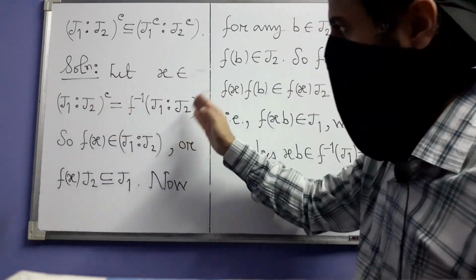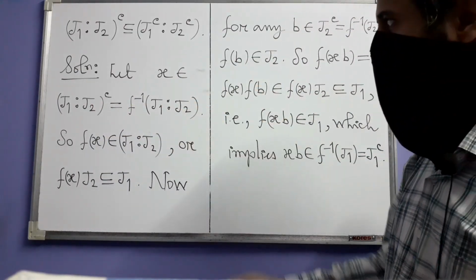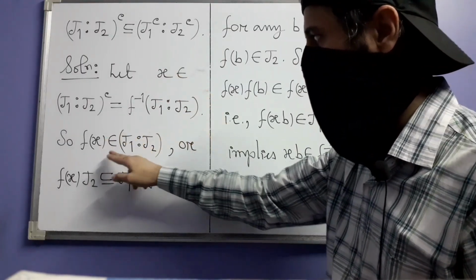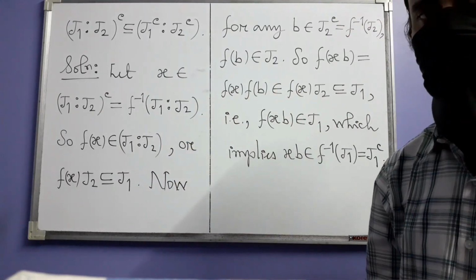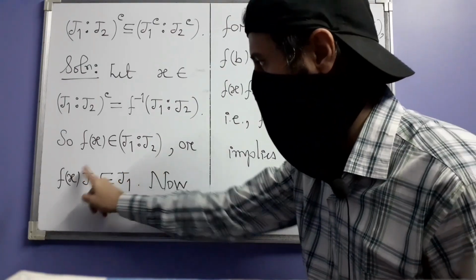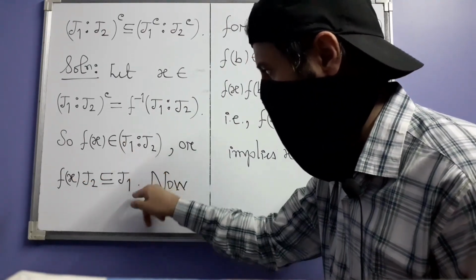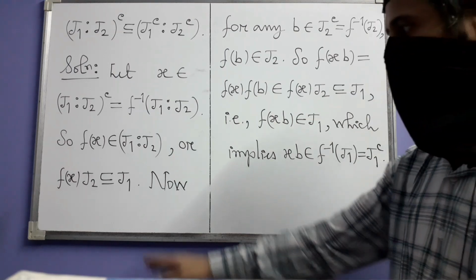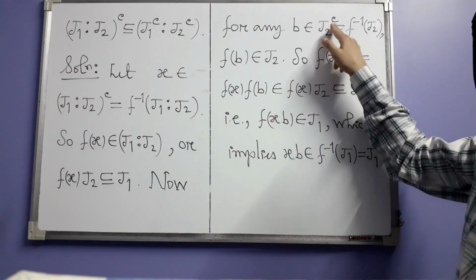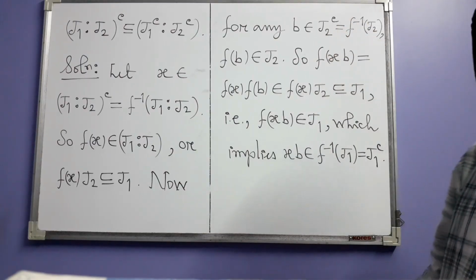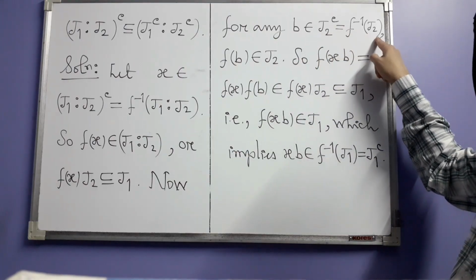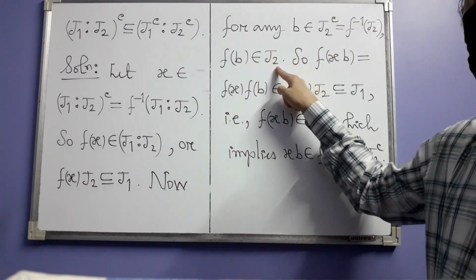So this means x belongs to f inverse of (J1 : J2). But if x belongs to the inverse image, then by the definition of inverse image, f of x belongs to this quotient ideal (J1 : J2). Then we use the definition of this. So f of x times J2 is contained in J1. Okay, so we are going to use this. Now next what we do, we take any element b in J2 contraction. And J2 contraction by definition is just the inverse image of J2 under f. So b is in this inverse image. So f of b will be in J2.